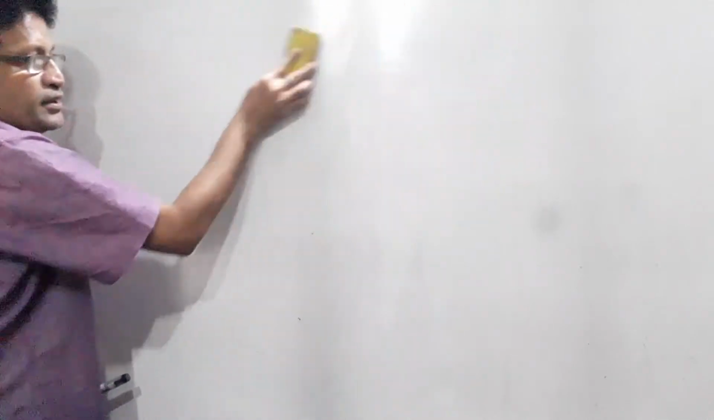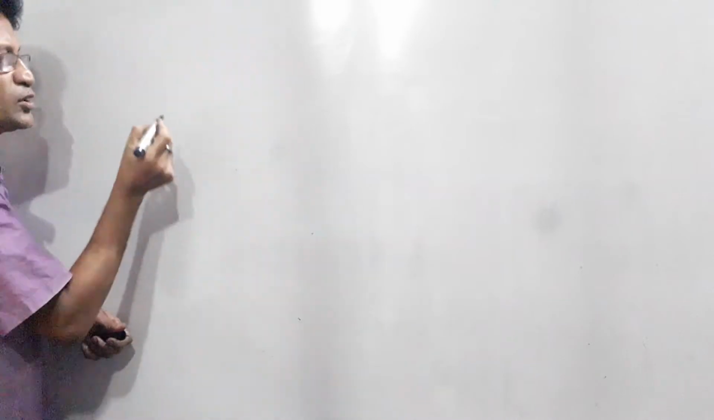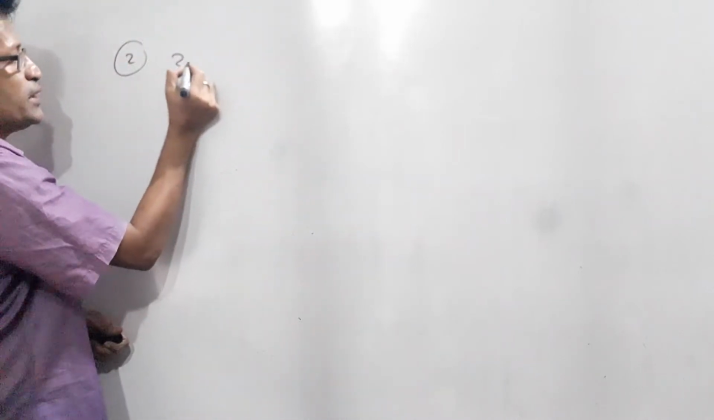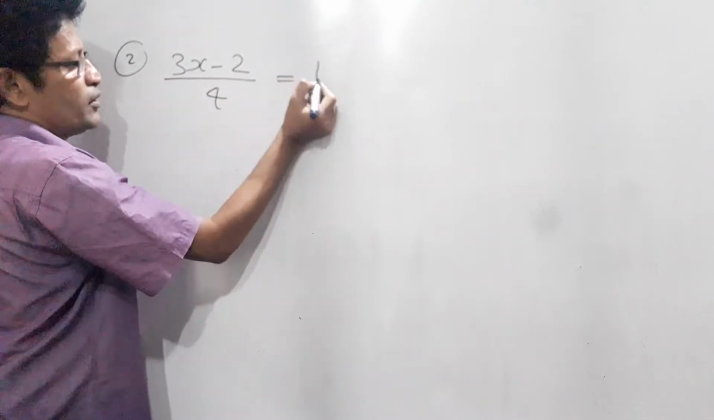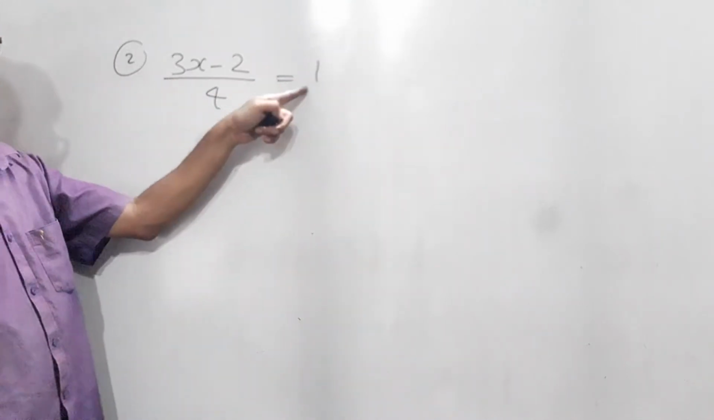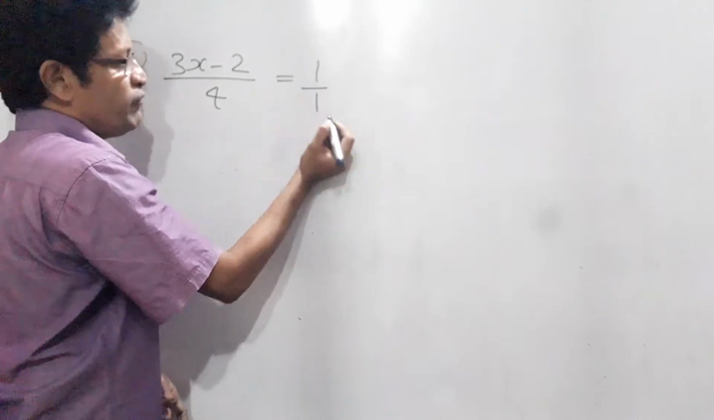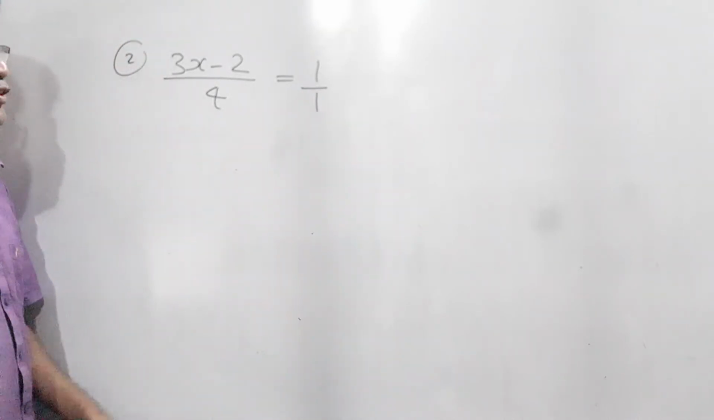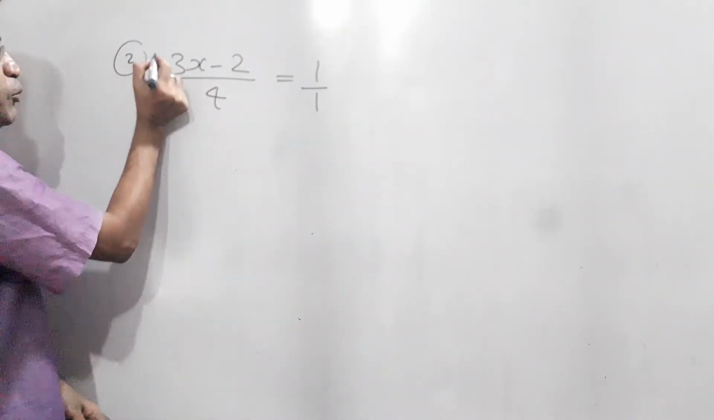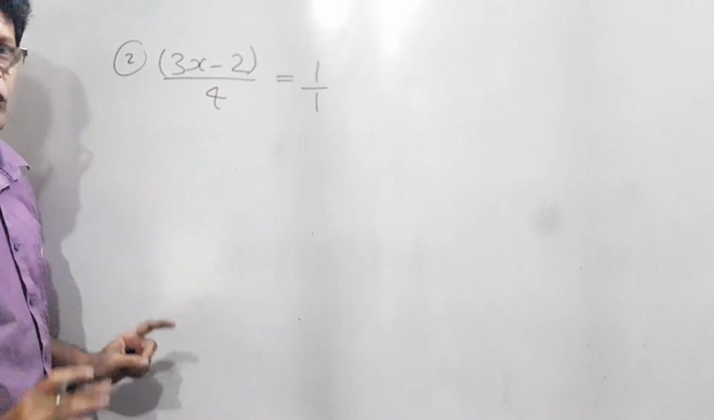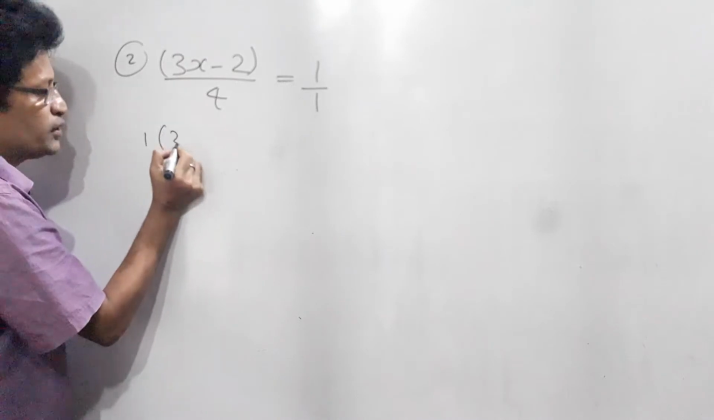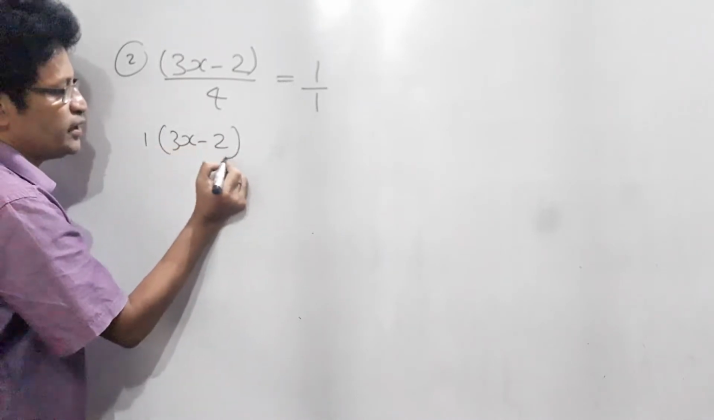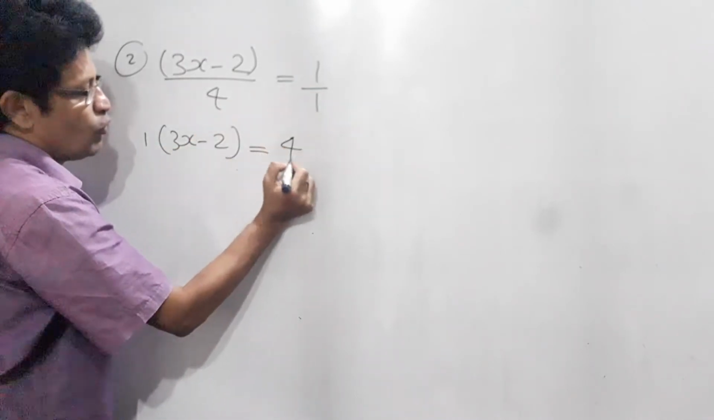Second question is (3x − 2)/4 = 1. Now you know 1 is 1 over 1. Again we can do the cross multiplication. Before cross multiplication we put a simple bracket here, then you won't make any mistakes. Now 1 into (3x − 2) equals 4 into 1, 4.